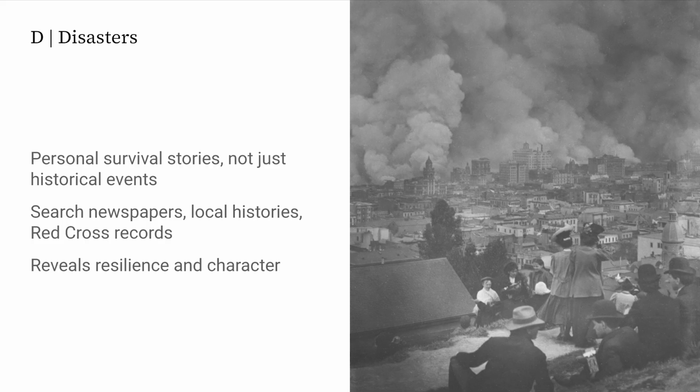D is for disasters. Major natural disasters weren't just historical events. They were personal survival stories that shaped entire communities and families. Search newspaper archives, local histories, and Red Cross records for fires, floods, epidemics, or economic collapses your family endured. The 1918 flu pandemic, the Dust Bowl, major urban fires. These experiences reveal resilience and character. Showing how your family survived and rebuilt creates powerful narrative tension and demonstrates the strength you inherited.